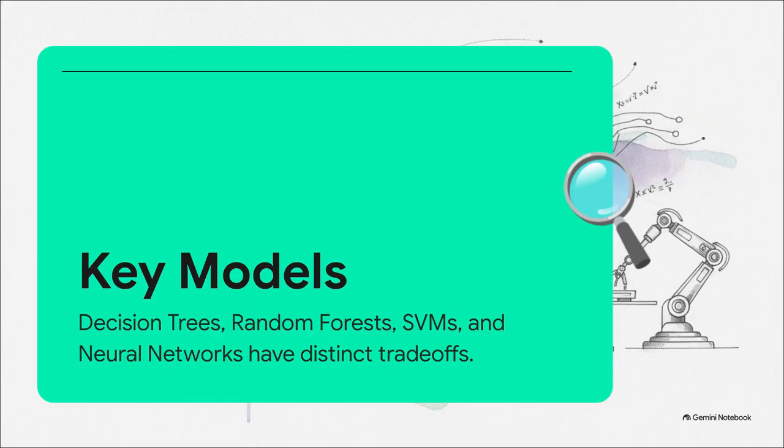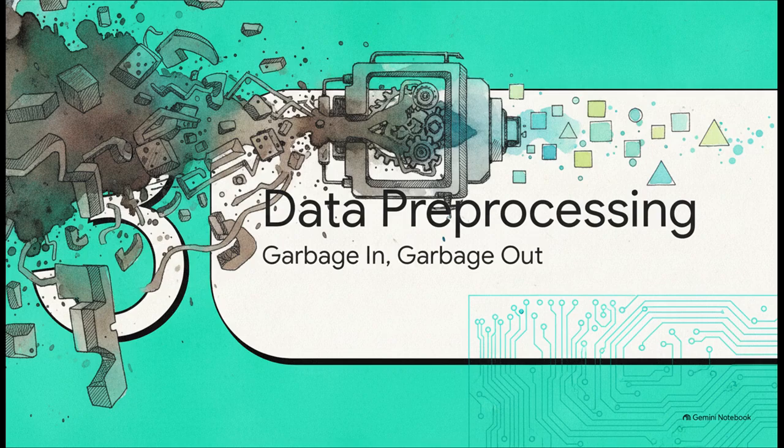Drilling down just a bit deeper, there are specific models you're going to encounter all the time: decision trees, random forests, support vector machines, and neural networks. But here is the absolute key takeaway. Choosing between these models, like, say, opting for a highly complex neural network over a more straightforward random forest, always comes down to making strategic trade-offs. You are constantly balancing the raw compute resources required to run the model against how interpretable or explainable that model's decisions actually are.